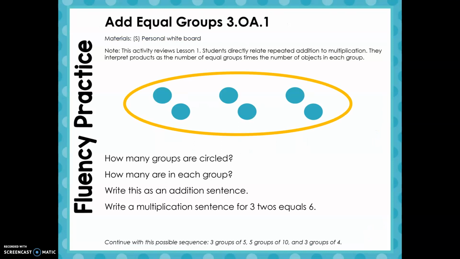So for our fluency practice, we're going to go back over what we learned in Lesson 1. We're going to talk about repeated addition, just like we did the other day, and we're going to talk about equal groups and the number of objects in each of those equal groups. For this problem, we have 6 blue dots and 1 circle around them. I want you to pretend that that yellow circle is gone.